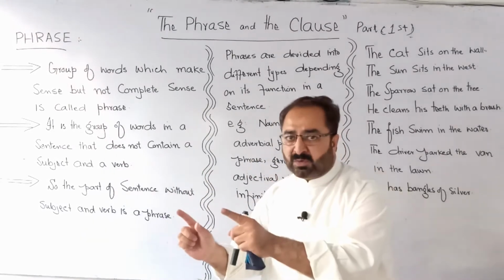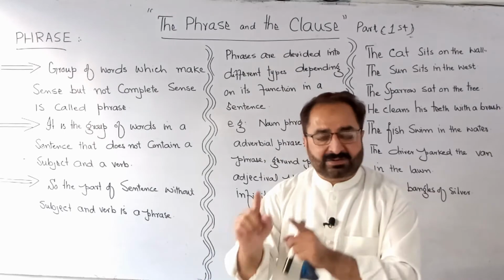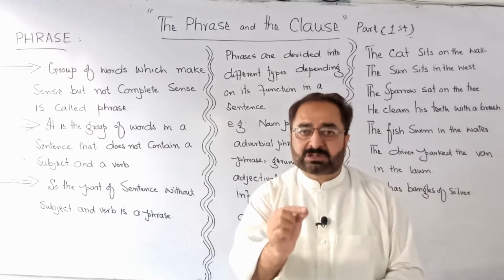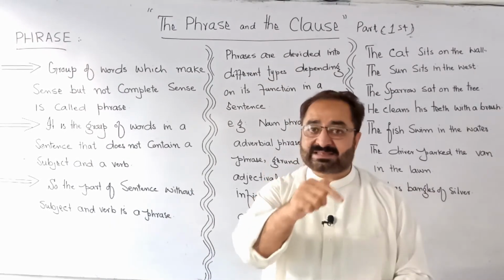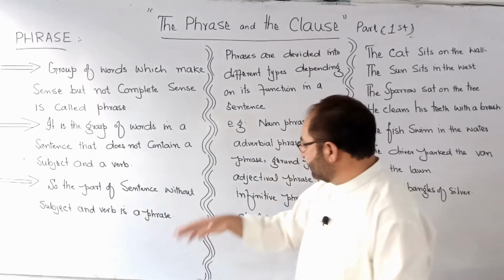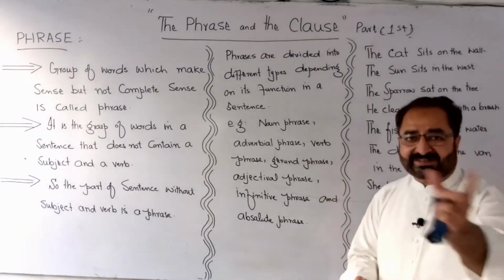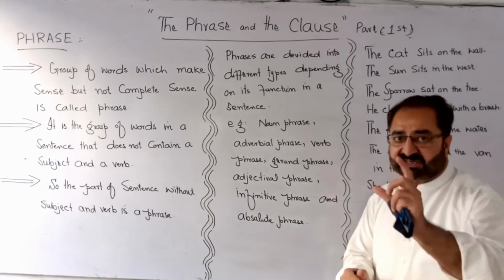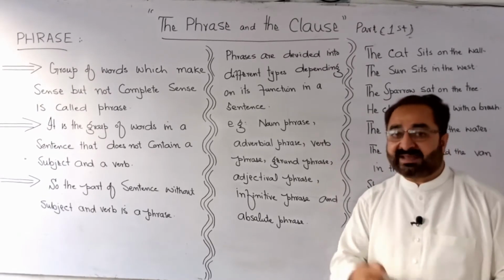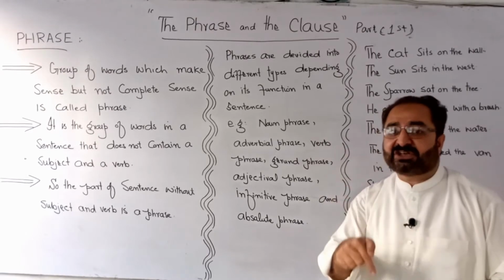If in the group of words with no subject and no verb, there is the use of an adjective, we say this is an adjectival phrase. And in a group of words, sometimes we use some words in gerund form, in gerund structure. So we say that this phrase is a gerund phrase.